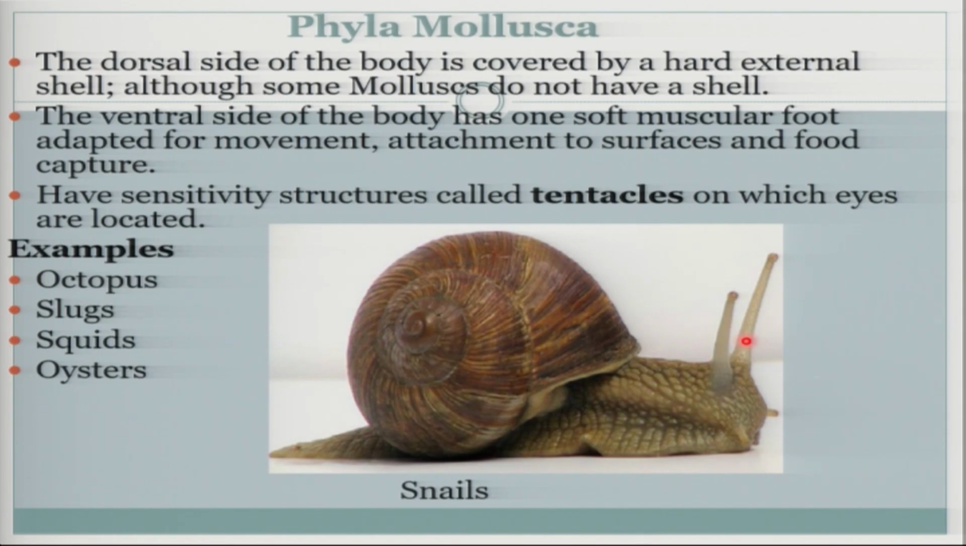So what is their role? Since they possess the eyes, they are very sensitive. They are the ones that detect the enemies. It's where the eyes are located. They are here, the eyes. It's where the eyes are located on these two tentacles, all right? So those are also examples. The other examples, we have octopus, slug, squids, and oyster. These are also included in phyla mollusca.